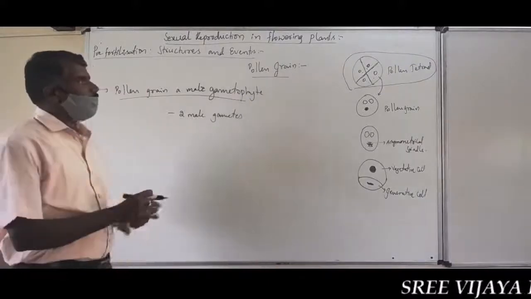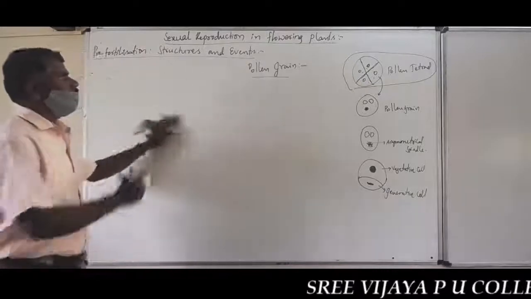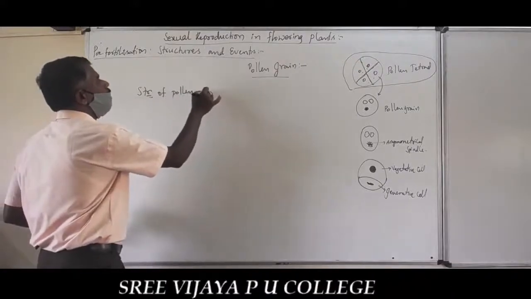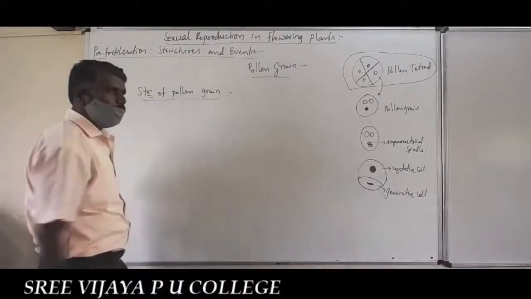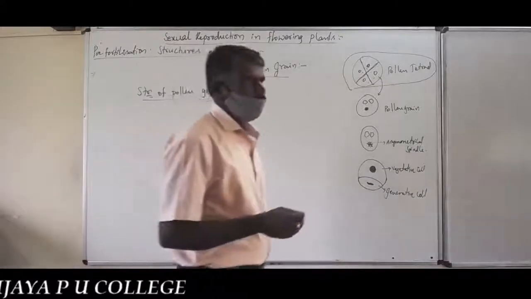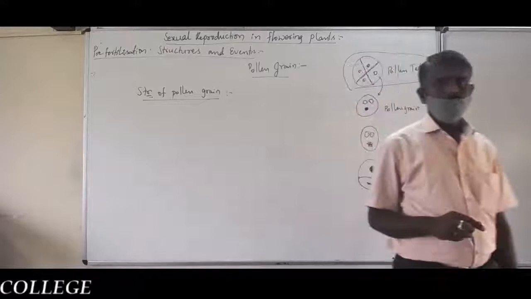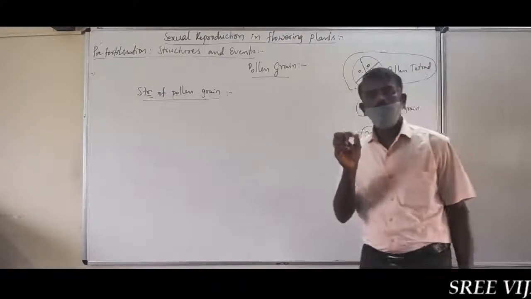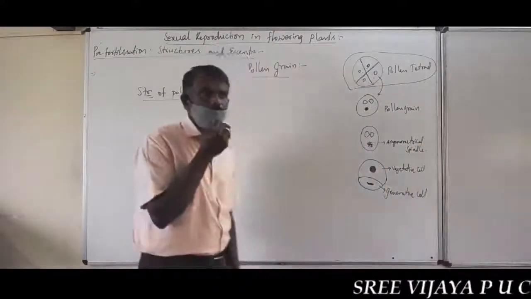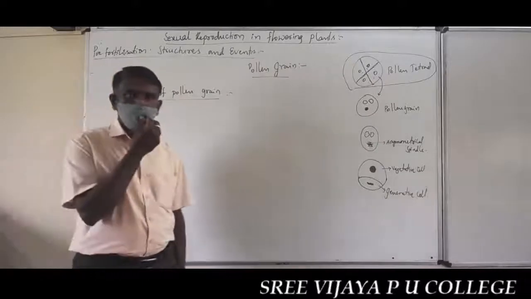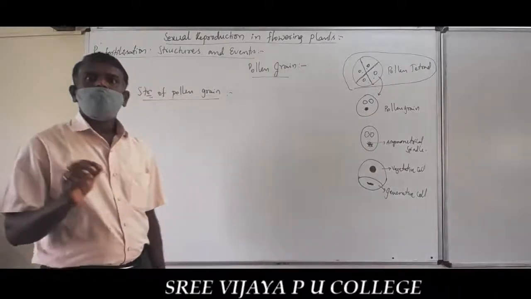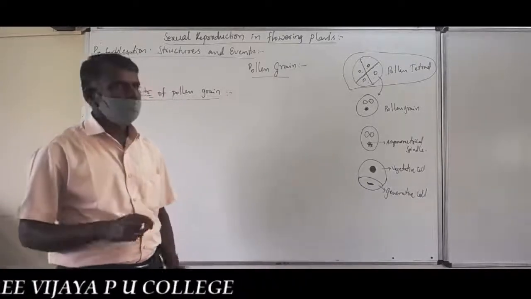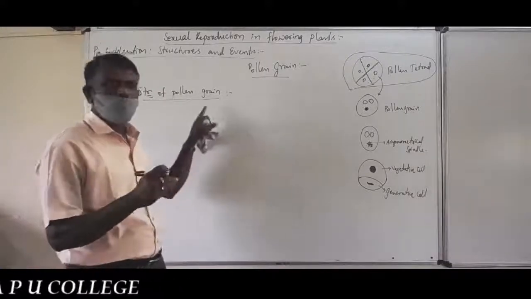Regarding the structure of a pollen grain, when a flower is open and you touch the anther, a powder is attached to your fingers. It is a powdery substance, and that powdery substance consists of pollen grains. For example, in a hibiscus flower, the yellow powder is attached to your fingers when you touch it. That yellow powder is called pollen grains.